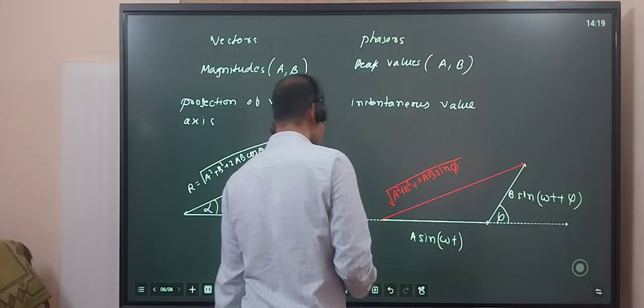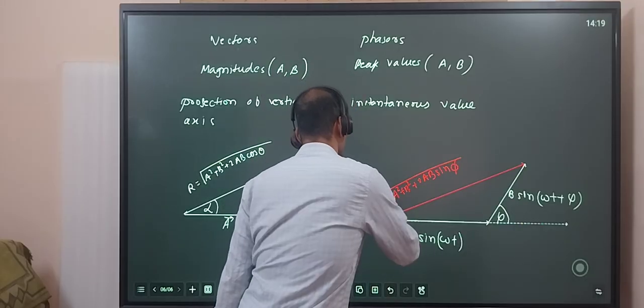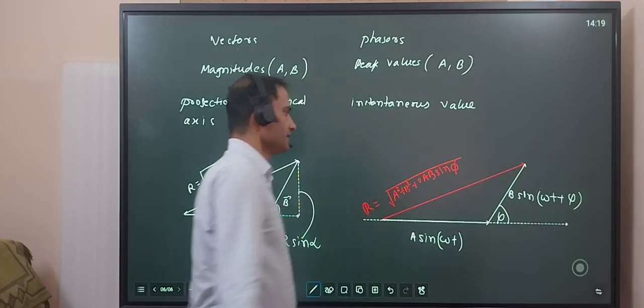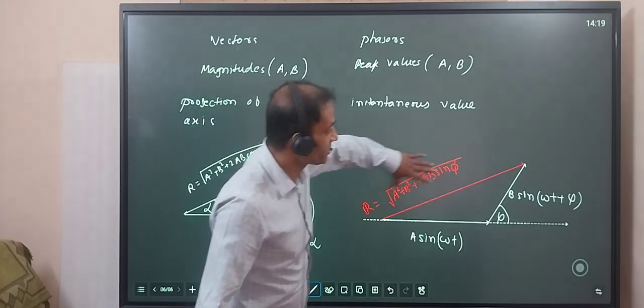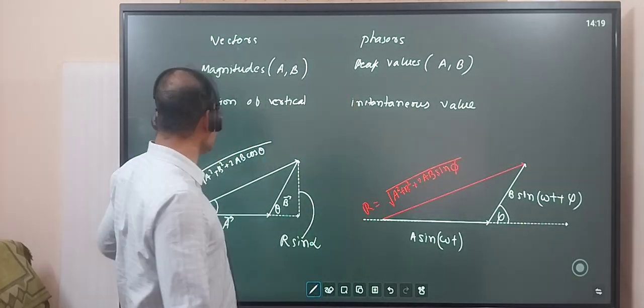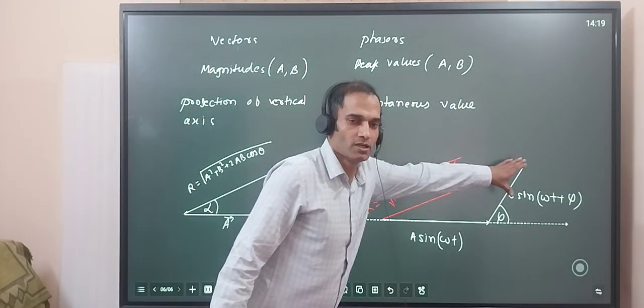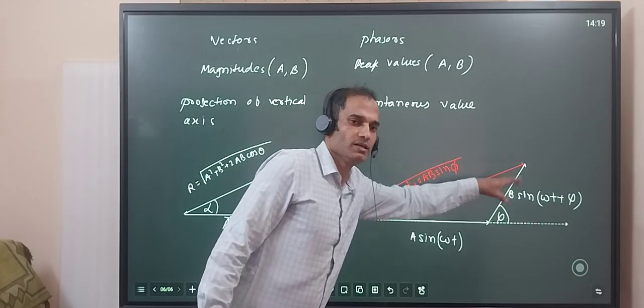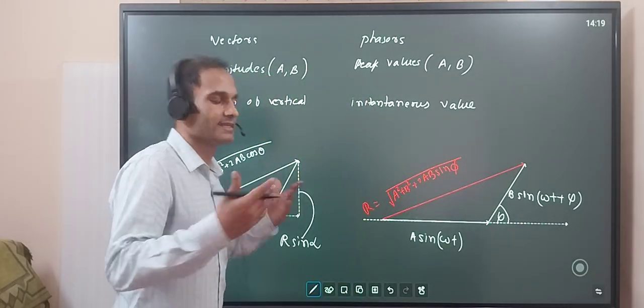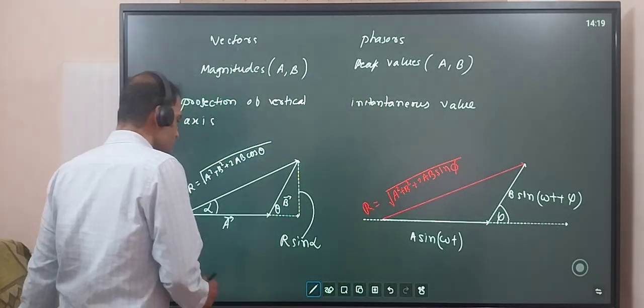And this is the resultant. This is the resultant current. This is the peak value of the resultant current. Magnitude is like the peak value of the current. What about the instantaneous value of the current? We will see.